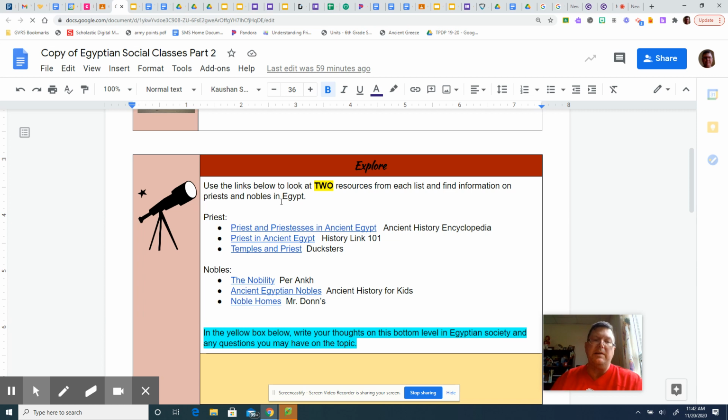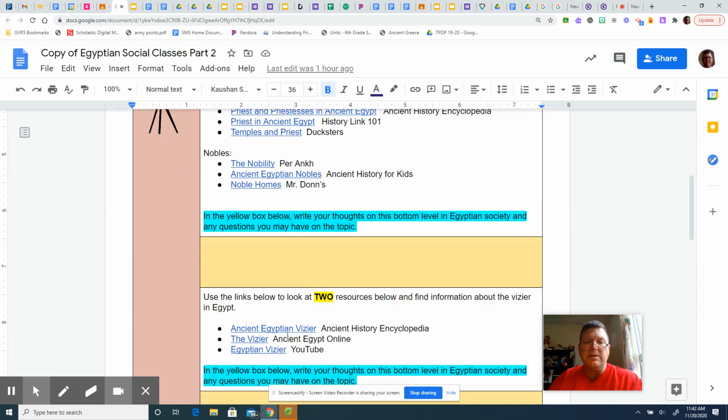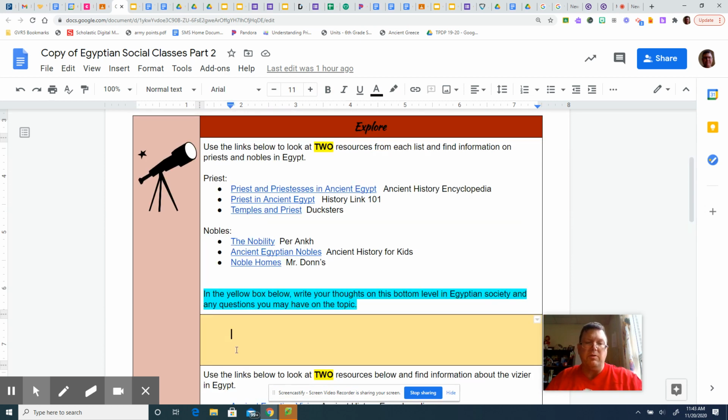We're going to learn about the priests, the nobles, and who they are. Again, everything's kind of explanatory. It explains everything up here. You get the links right here to read up on. And then, of course, down these yellow boxes down below, you will type your answers about the priests and the nobles. You just type away what you learned a little bit about it. And of course, just follow the blue book. This is just like last week.